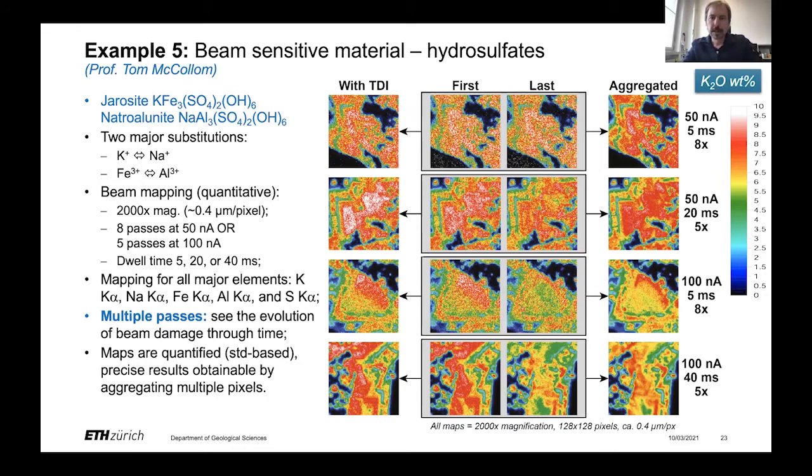If we start increasing what we call the electron dose, that is the product of the current and the time, we start seeing interesting things. For instance, here at this 100 nanoamps 5 milliseconds setting, we start seeing at the first pass a zone that is rich in potassium. However, on the last pass, on the last scanning, you see that this zone rich in potassium is now poor in potassium. This is an effect of the diffusion.